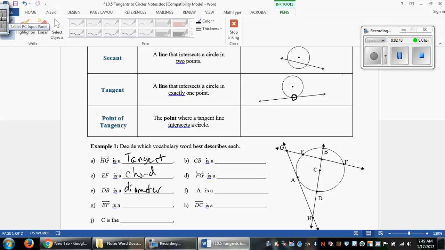Next we have EF. Okay, and we've already done EF. So EF is still a chord. Okay, C is right there. That's the center. Next, CB. Where's CB? Right here. So CB comes from the center and goes to the outside. That would make it the radius.